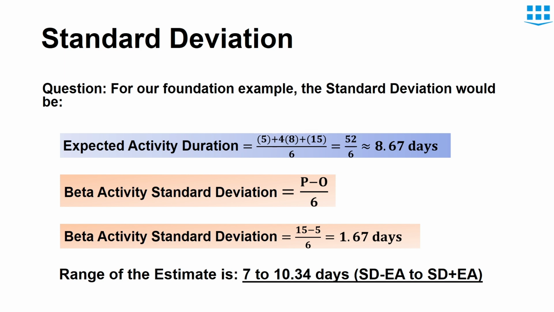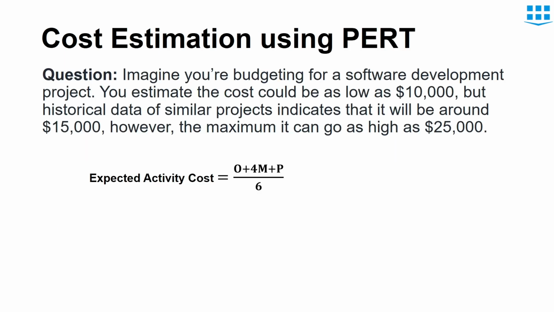Now using the same formula, we will do cost estimation. Imagine you are budgeting for a software development project. You estimate the cost could be as low as $10,000, but historical data of similar projects indicate that it will be around $15,000. However, the maximum it can go as high as $25,000. It's the same easy question like we did before. Our optimistic cost is $10,000, realistic or most likely one is $15,000, and the pessimistic cost is $25,000.